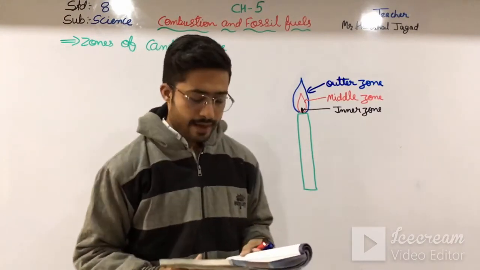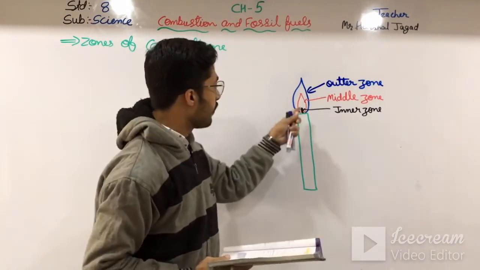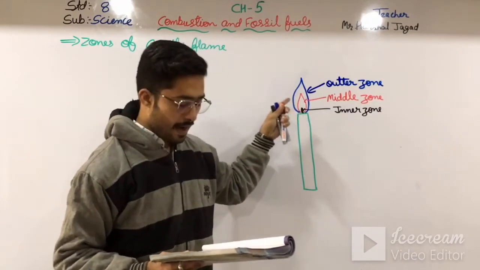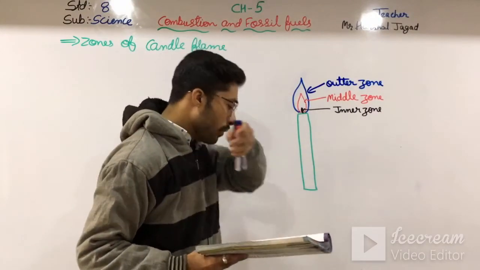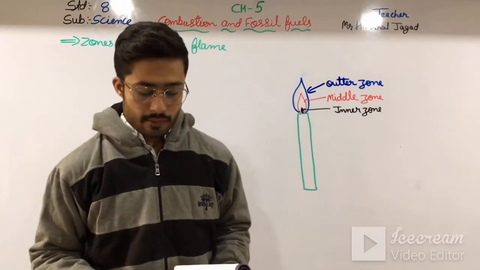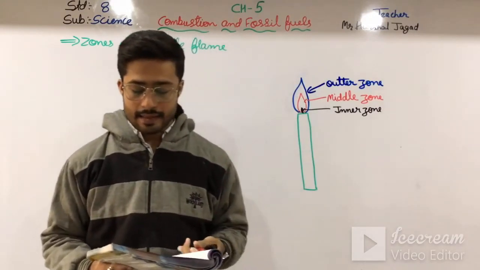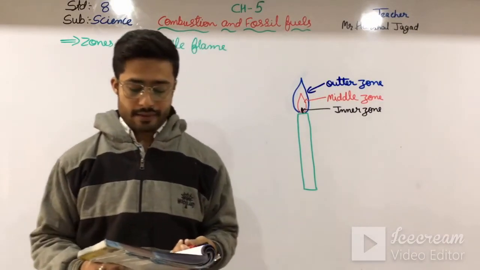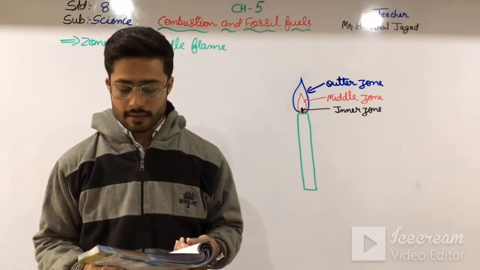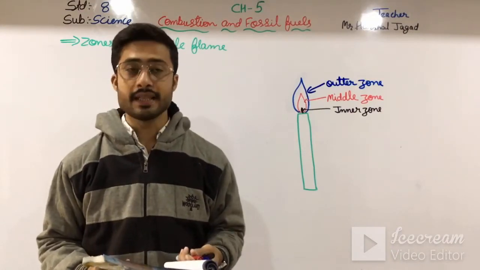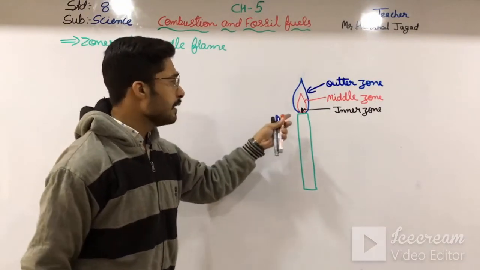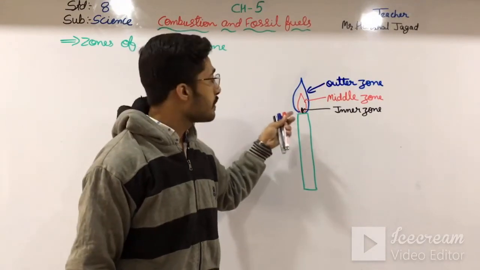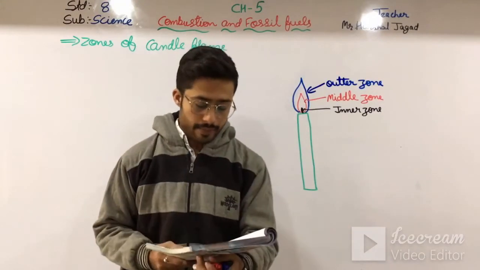A candle can be divided into three zones: the inner zone, which I have drawn here with the black marker, then the middle zone, which is with the red marker, and the outer zone, which is with the blue marker. The inner zone appears black as it lacks oxygen and hence no combustion takes place. It contains unburnt wax vapor and is the least hot, or coolest, zone of the candle. Why? Because there is not a sufficient amount of oxygen over here.